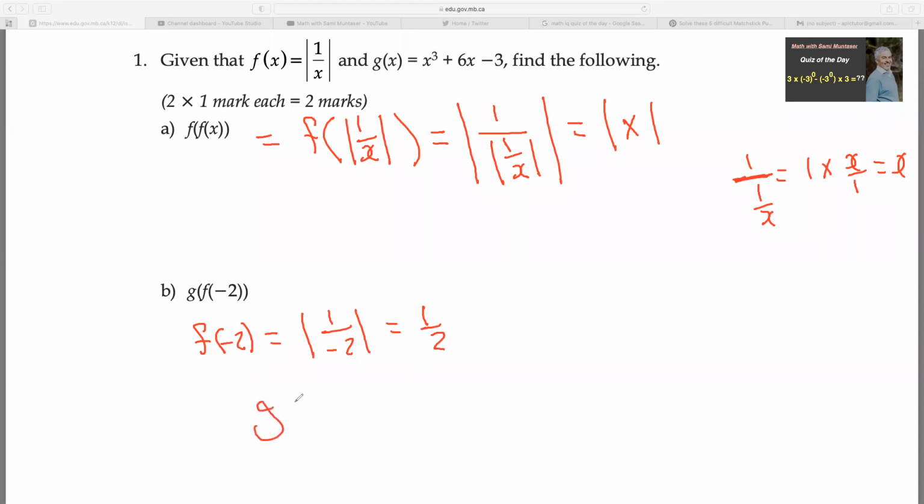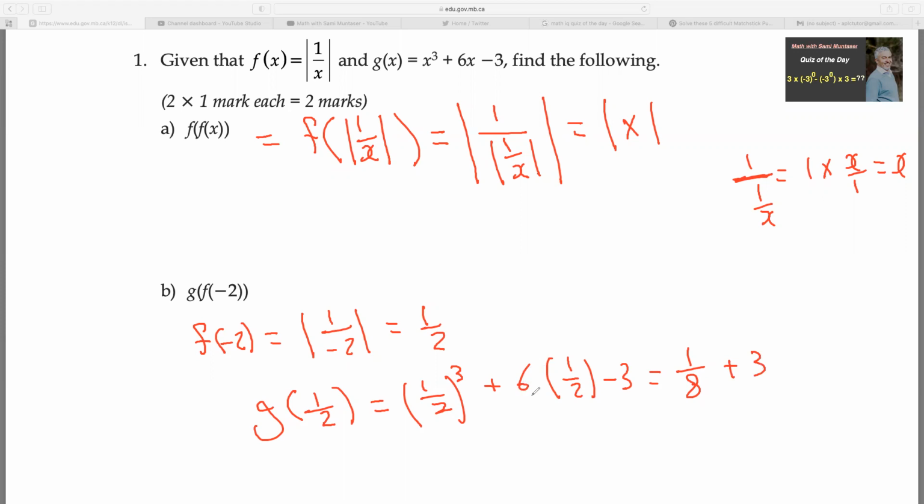Now you do g of f of negative 2, which, we found out, is g of 1/2, which equals 1/2 cubed plus 3 times 1/2 minus 3. So basically, you're subbing that into g of x, into all the x's in here. Now, 1/2 cubed is 1/8. If you're wondering how, 1 cubed is 1 and 2 cubed is 8. 3 times 1/2 is 3/2.